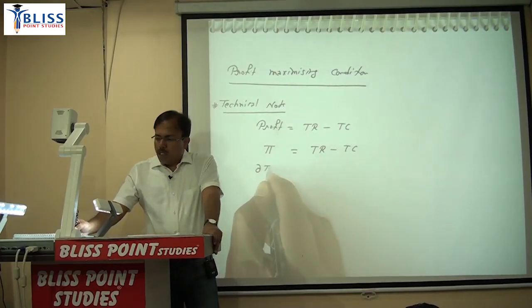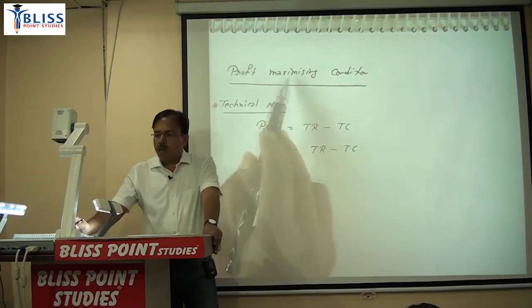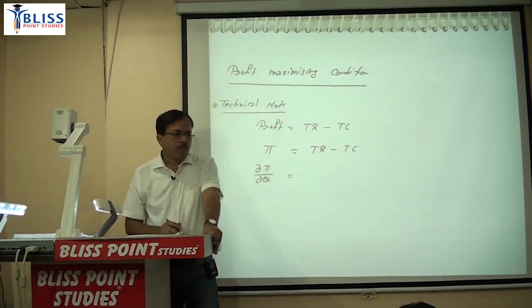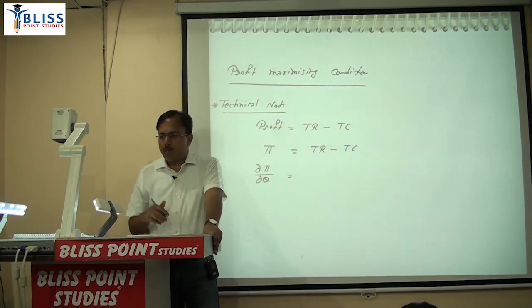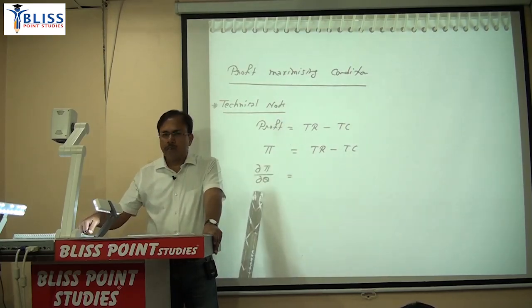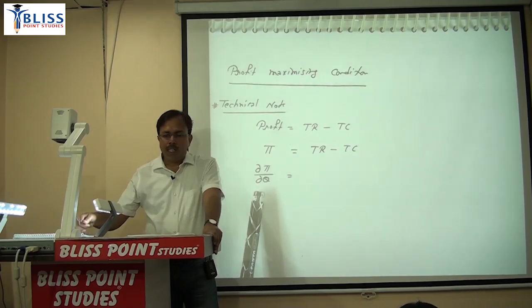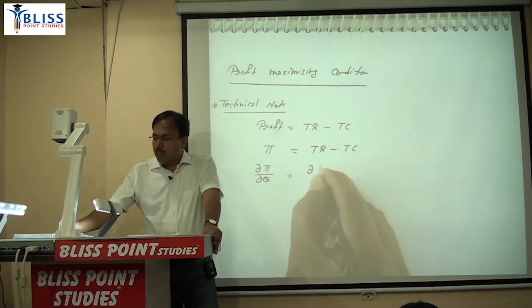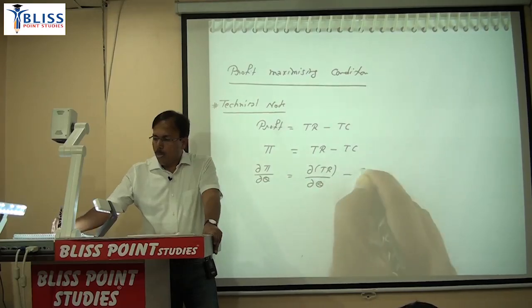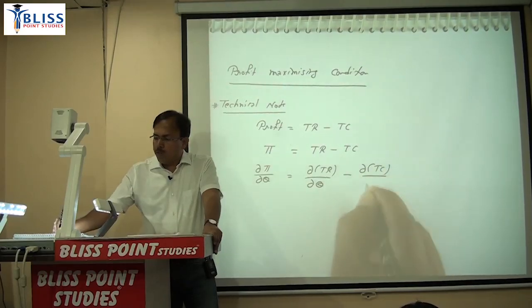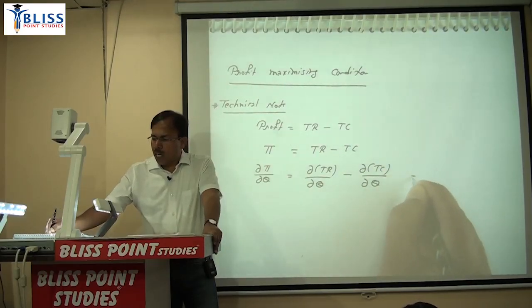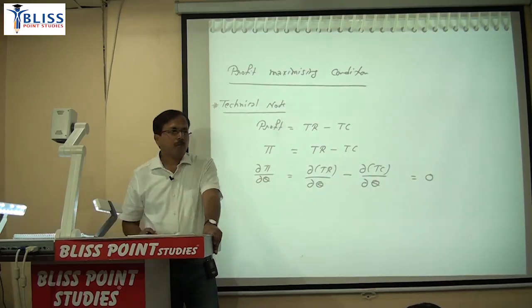I differentiate this function with respect to quantity because we have to determine profit maximizing quantity. प्रॉफिट मैक्सिमाइजिंग क्या डिटरमाइन कर रहे हैं? क्वांटिटी डिटरमाइन कर रहे हैं. इसके प्रॉफिट के इक्वेशन को किससे डिफरेंशिएट किया है? क्वांटिटी के रेस्पेक्ट में. दैट मींस टोटल रेवेन्यू को डिफरेंशिएट किया क्वांटिटी के रेस्पेक्ट में, और टोटल कॉस्ट को डिफरेंशिएट किया क्वांटिटी के रेस्पेक्ट में, एंड दैट मस्ट बी इक्वल टू 0.